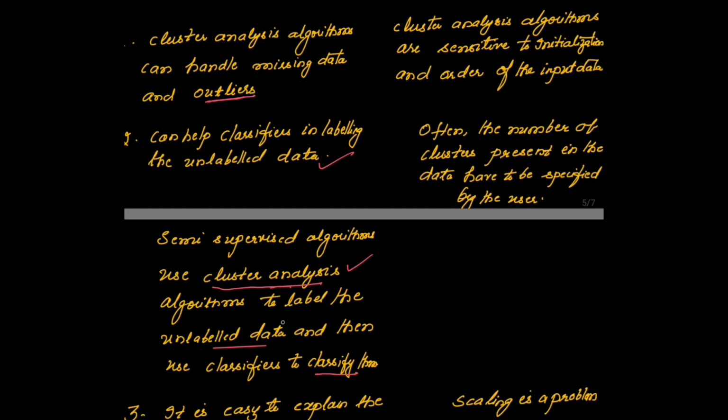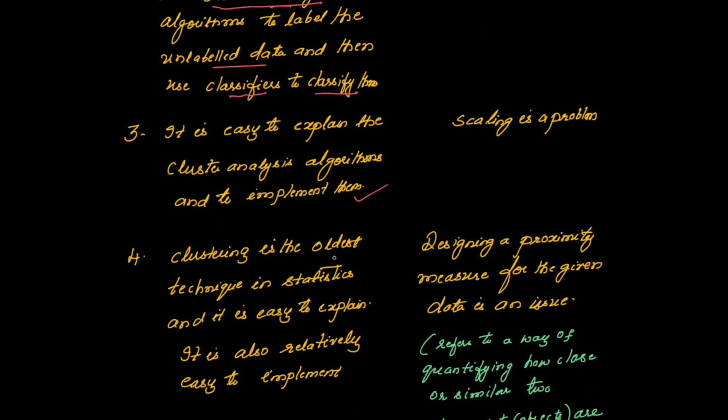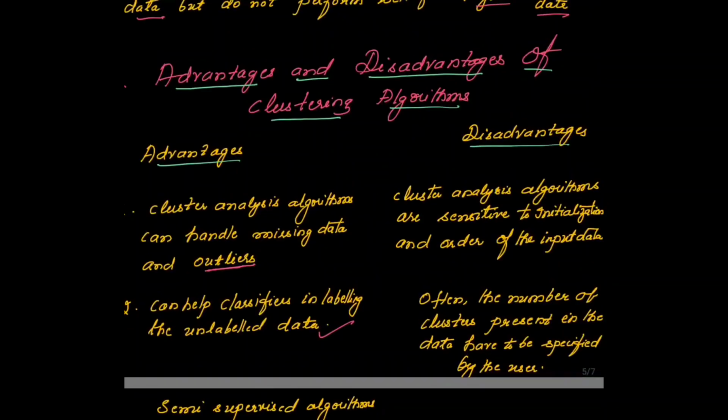Semi-supervised algorithms first get the unlabeled data. To label it, they can make use of cluster analysis, and then they can use the classifier algorithms to classify them. Fourth advantage, clustering is the oldest technique in statistics and it is easy to explain. It is also relatively easy to implement. So point number 3 and point number 4 are almost the same: it is easy to explain and it is easy to implement.